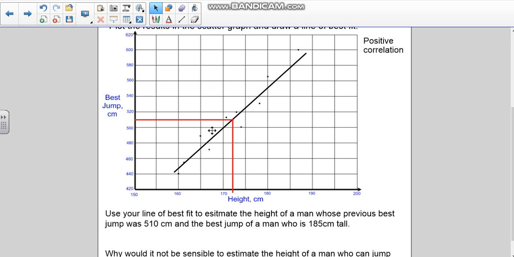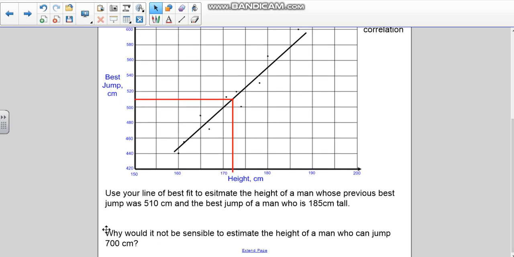This is the working that the examiners are looking for, and it makes it really clear where you've been reading off. If I read off here, I've got 150, 160, this is 170, that's 175, so I'm saying this is 172, just below that halfway mark. So the man whose best jump was 510 is probably around 172 centimetres tall. Now you may have got that answer, you may have got slightly lower, slightly higher, it doesn't matter.